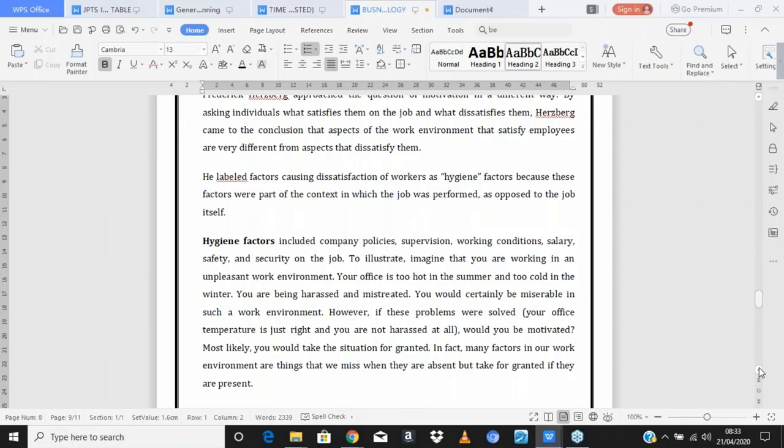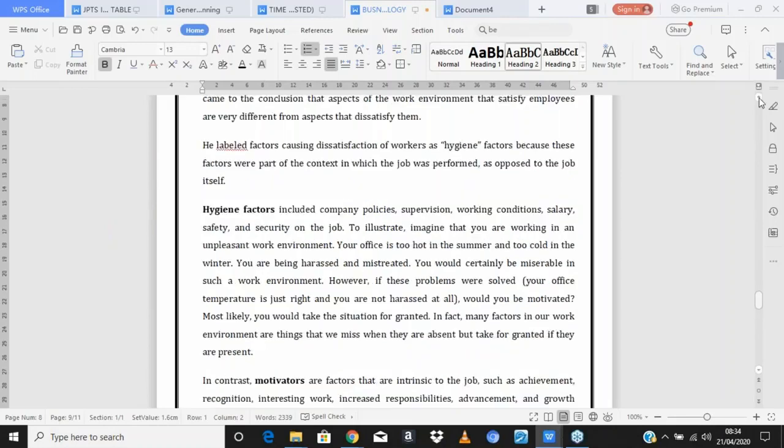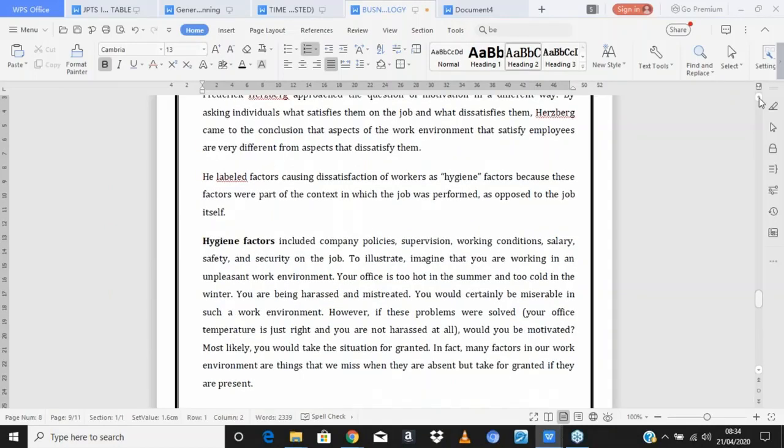He labeled those causing satisfaction of workers as hygiene factors because these factors were part of the context in which the job was performed. And the second one are called motivators. Frederick Herzberg's theory states that there are two broad categories in the workplace, hygiene factors and motivators. In other words, when an employee in a work environment is not satisfied with certain things, it is placed under hygiene factors. Now let's look at what hygiene factors are.